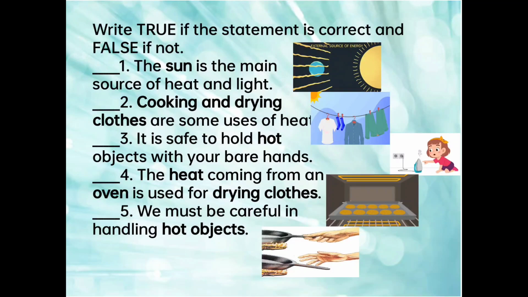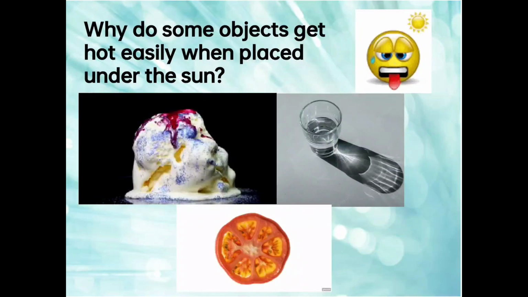Number 4. The heat coming from an oven is used for drying clothes. I'm so sorry, but the answer is false. For number 5, we must be careful in handling hot objects. The answer is true. Maybe you are wondering, why do some objects get hot easily when placed under the sun?